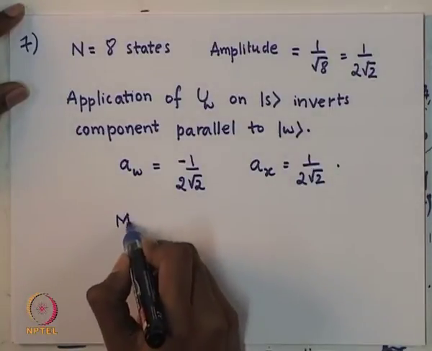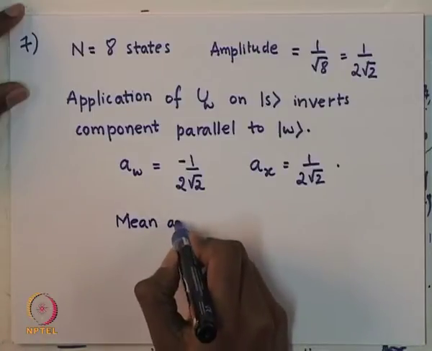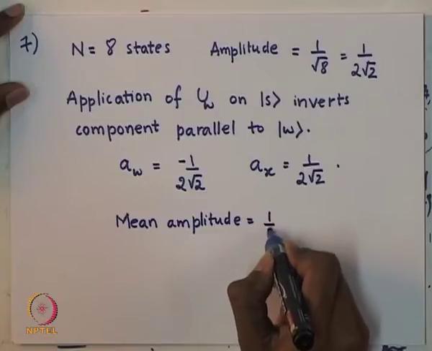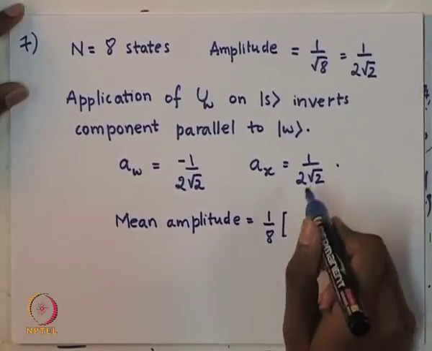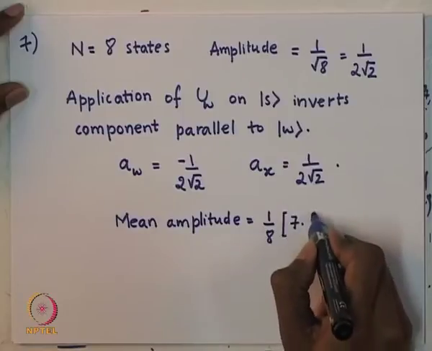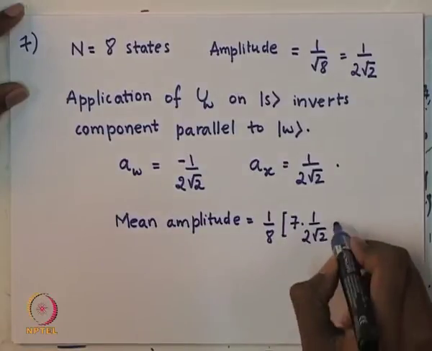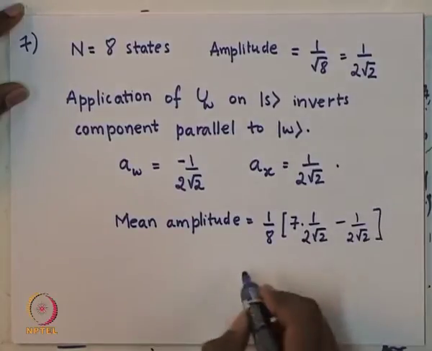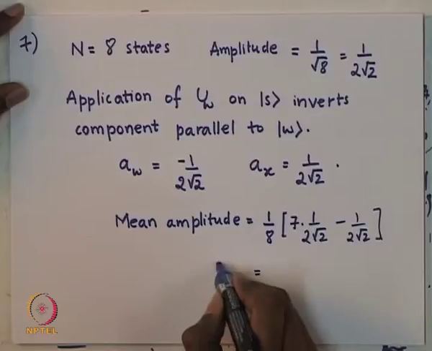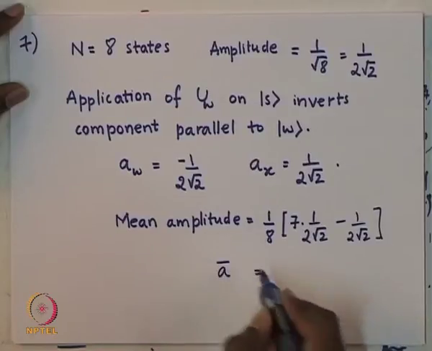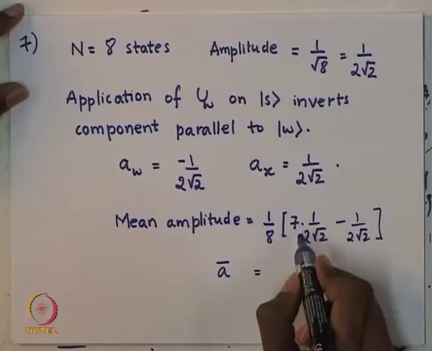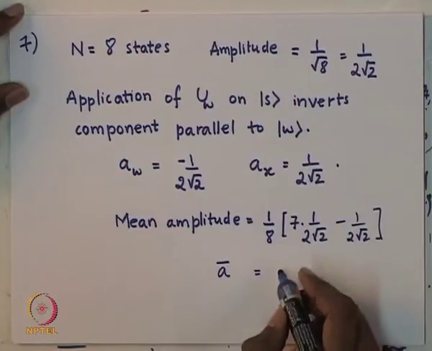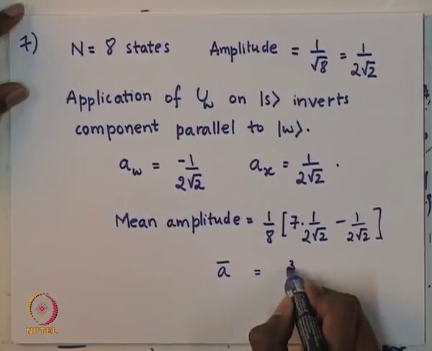So the mean amplitude, as we have 8 different states, is 1 by 8 times, we have 7 different states with 1 by 2 root 2, and we have a state with minus 1 by 2 root 2. This gives us the mean amplitude, which is referred to as A bar. This gives us 6 by 2 root 2 times 1 by 8, which is equal to 3 by 8 root 2.